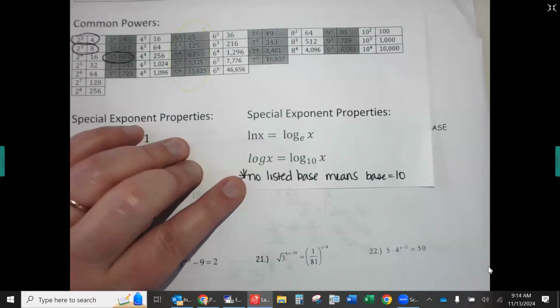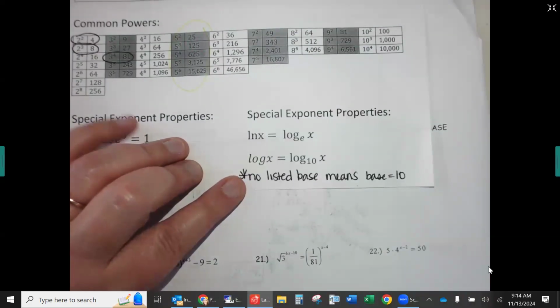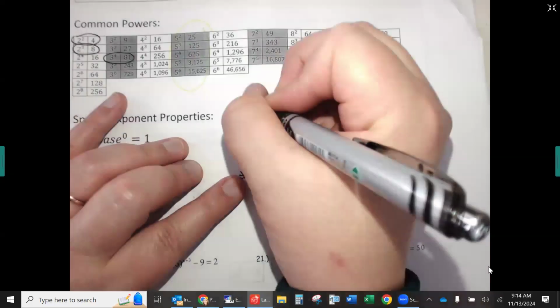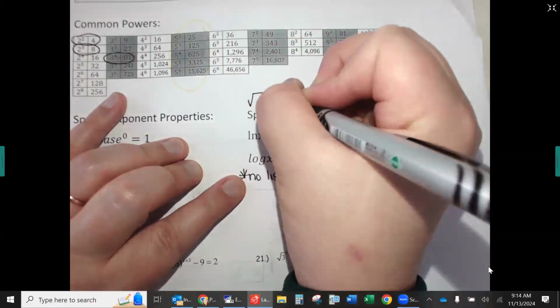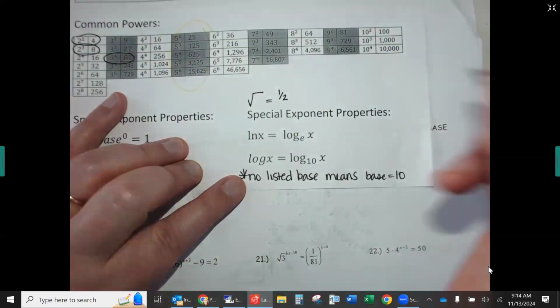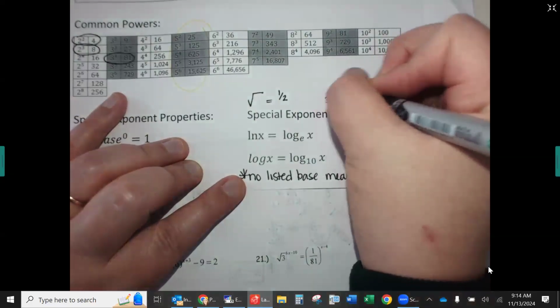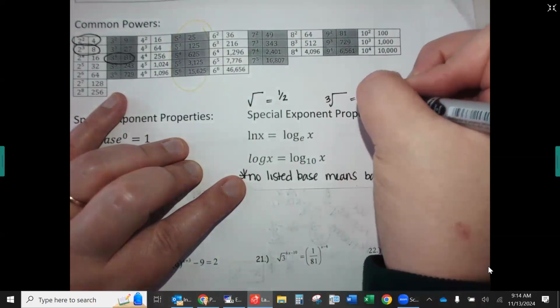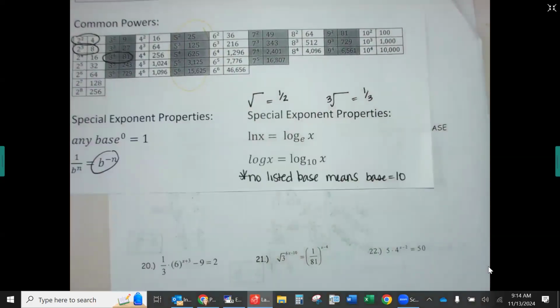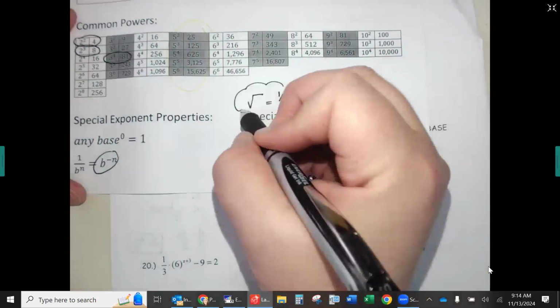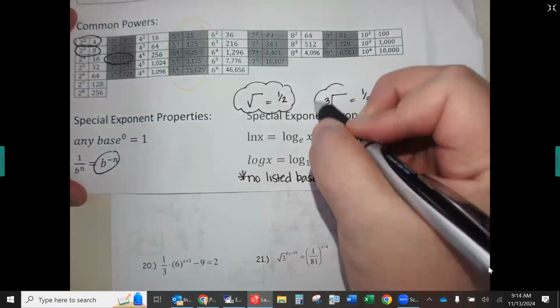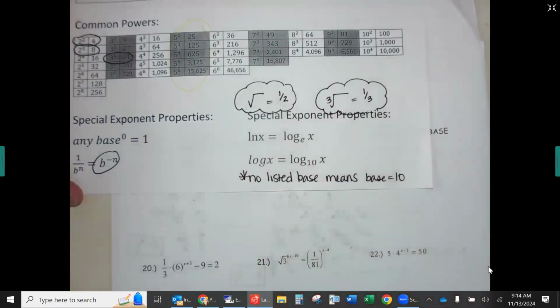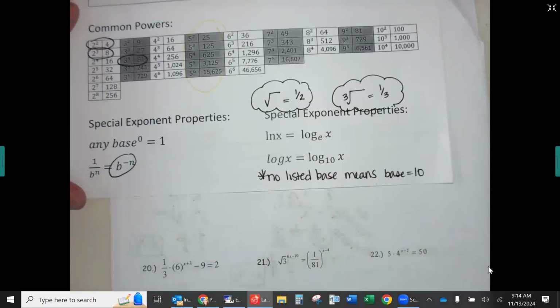Then the other thing I was gonna let you put on here, since it's not on here already, is remember that a square root is the same as a 1/2 power. And a cubic root is the same as a 1/3 power. Okay, so now let's keep going with that question we were just on.